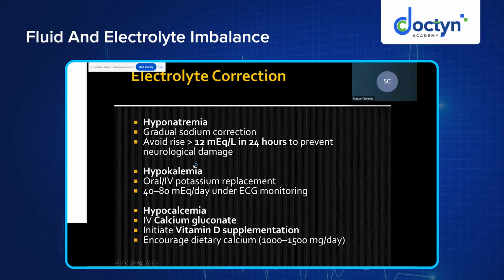So electrolyte correction, hyponatremia, because gradual sodium correction has to be done, not greater than 12 milliequivalents in 24 hours. Why? Because as we discussed, it can lead to central pontine myelinolysis and cerebral edema. So sustained, slow, gradual correction of the sodium level should be done. Hypokalemia, either oral or IV potassium replacement in a range of 40 to 60 milliequivalents per day under ECG monitoring. Hypocalcemia, IV calcium gluconate and vitamin D supplementation for better absorption of calcium, and encourage a dietary calcium of 1000 to 1500 mg per day.